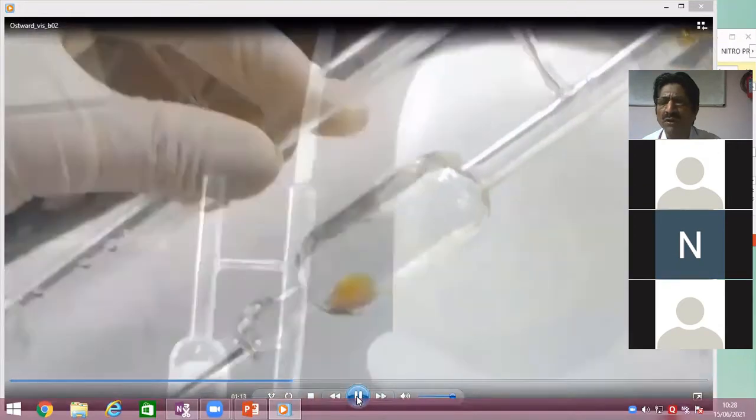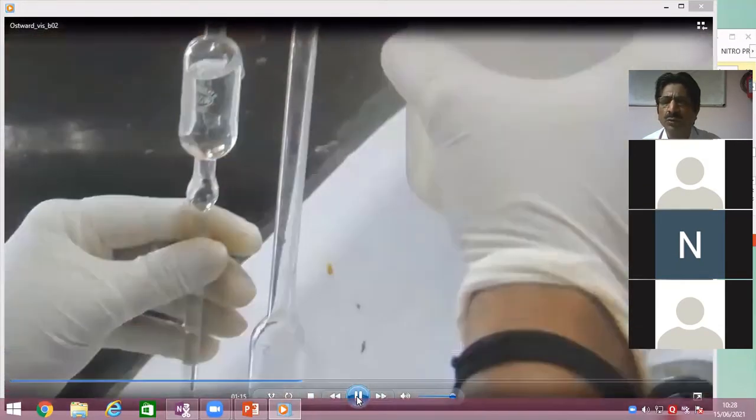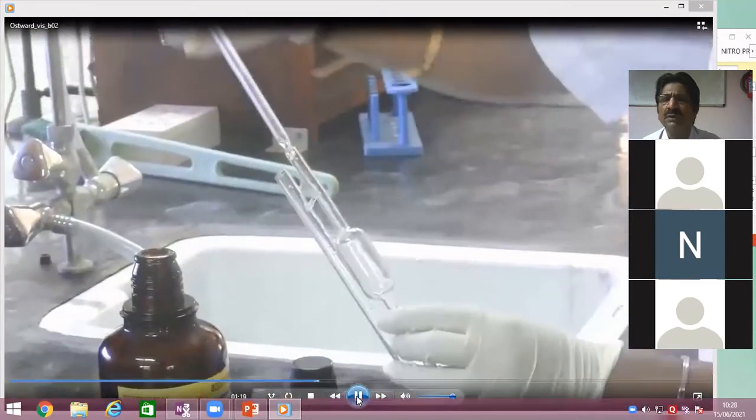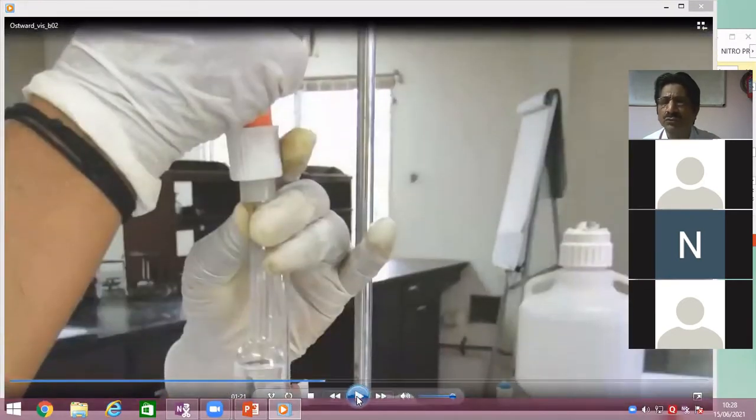Before starting, we have to wash the viscometer using chromic acid. What you can see on the screen is the chromic acid. Then we wash with water, and then we dry it using acetone. This is the acetone. This is what you will actually do in the practical. Then we have to add a known quantity of the liquid.